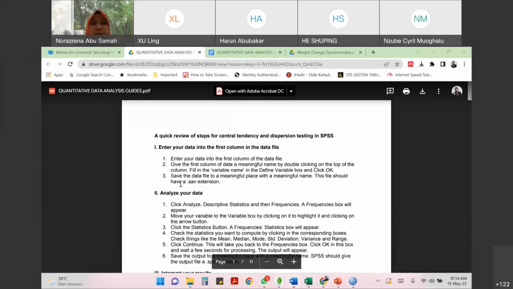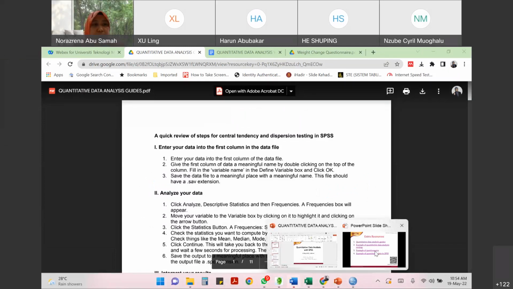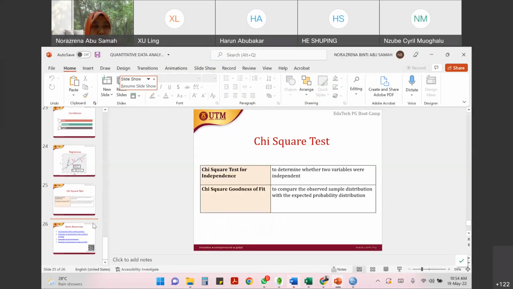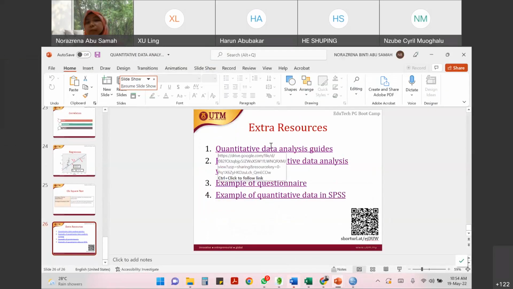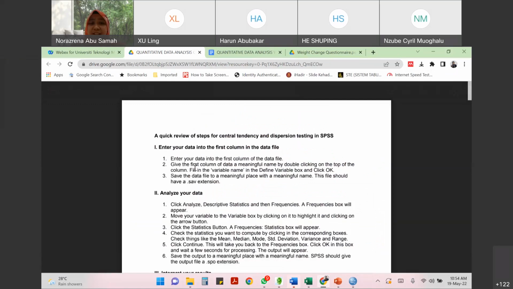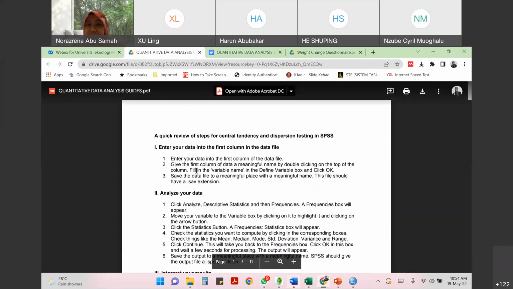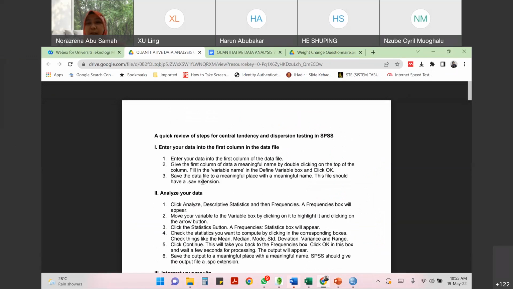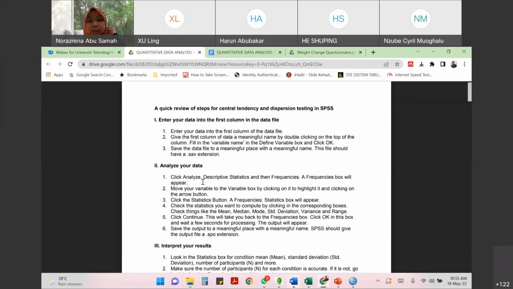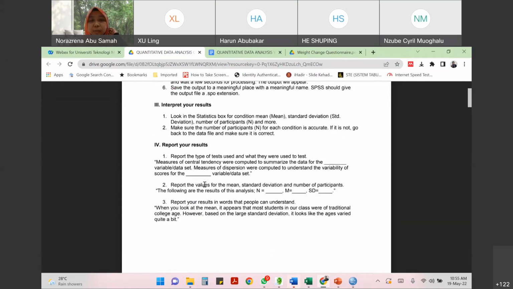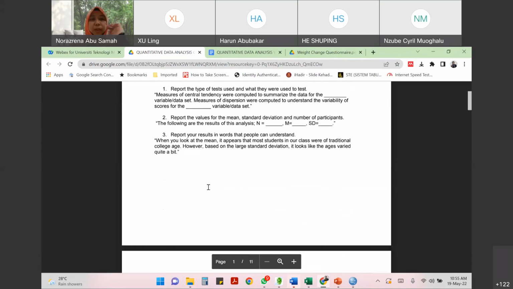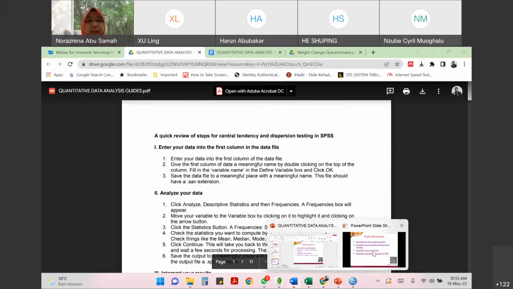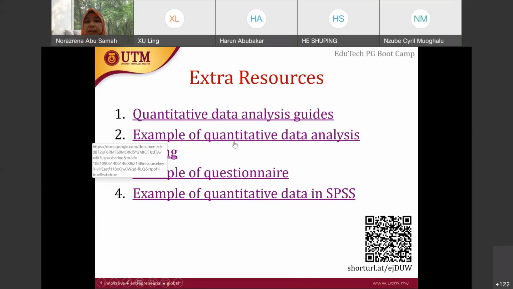Okay, the first one, let me see here. So the first one is the quantitative data analysis guide. This is the guide on how to use SPSS. Okay, you can always use this. This was previously for my students for statistics. Hope this helps. And then the second one is an example of quantitative data analysis writing.